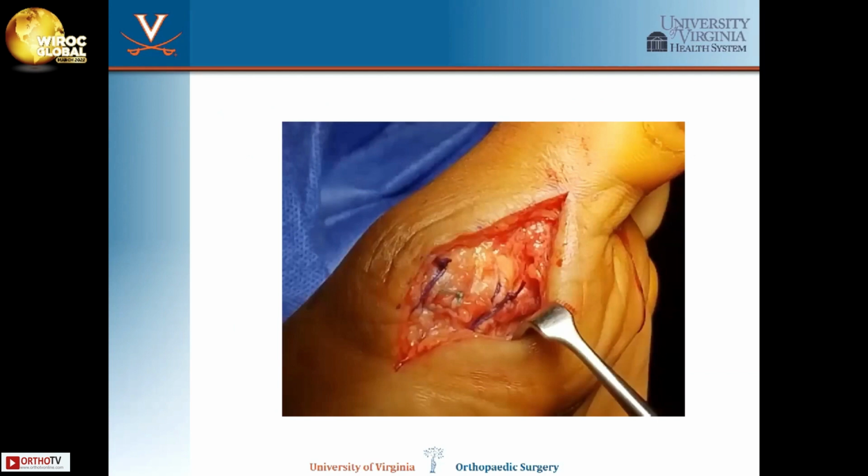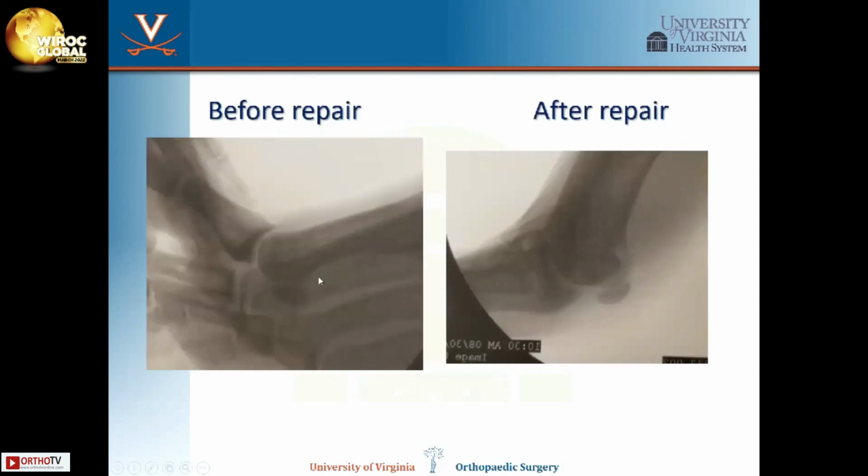This is a photograph demonstrating the post-repair of that same patient. These are non-absorbable Ethibond sutures reinforced with an absorbable Vicryl suture. The key thing here is the image on the left is the fluoroscopy view before the repair, and on the right is after the repair. And you can see that we've reestablished that relationship between the sesamoids and the base of the proximal phalanx. They're moving as a unit as the toe goes into dorsiflexion.